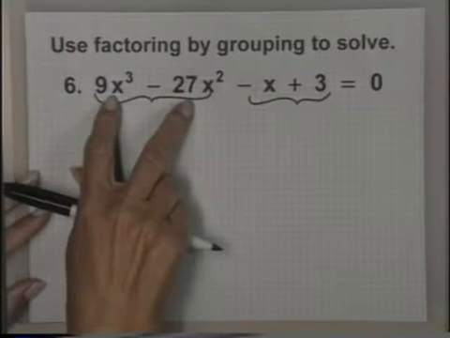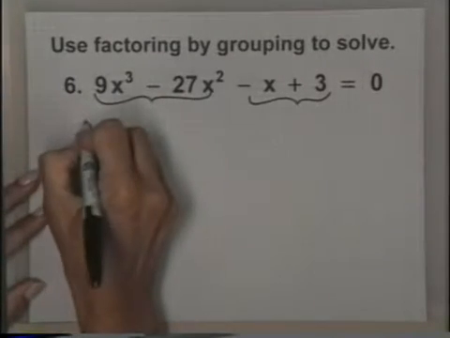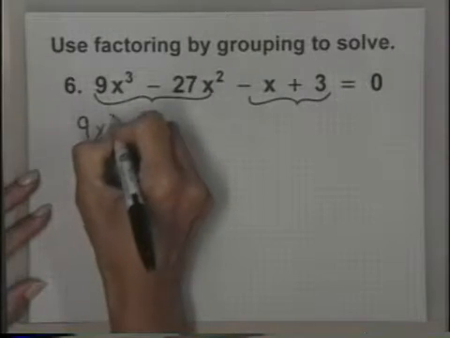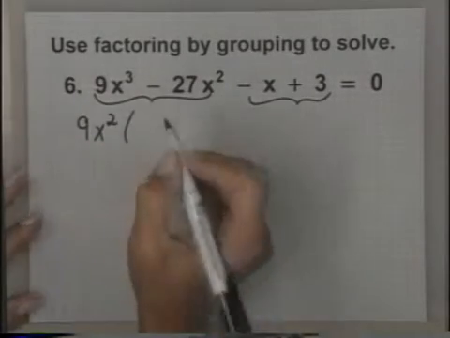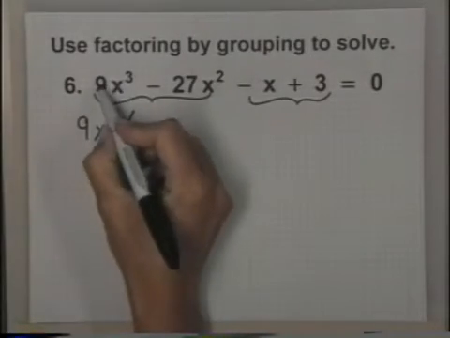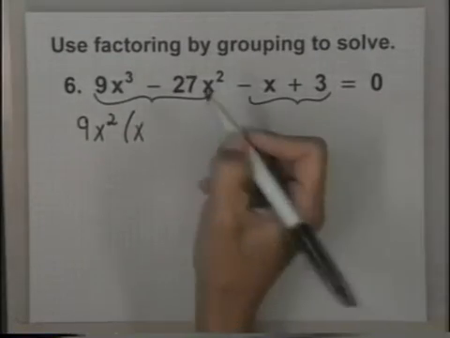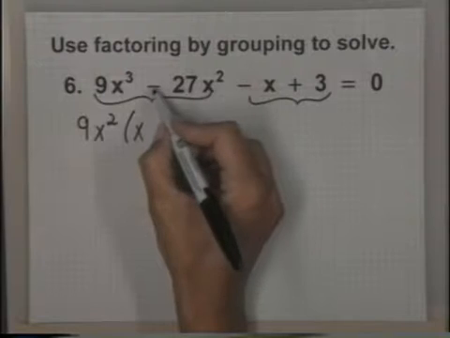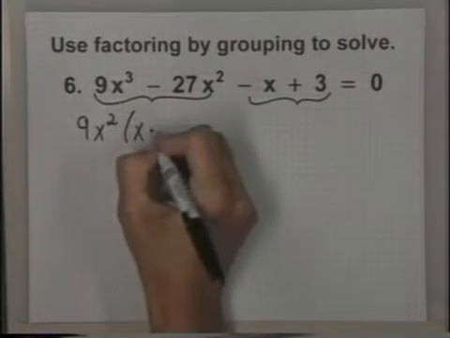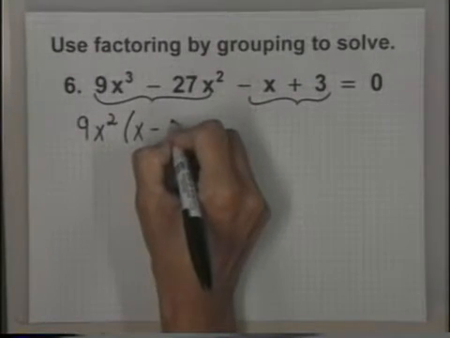Let's take a common factor out of these first 2. That would be 9x squared. When I factor 9x squared from 9x cubed, I'll have x. When I factor 9x squared from a negative 27x squared, I'll have negative 3.